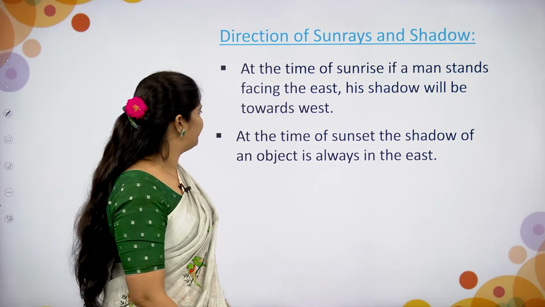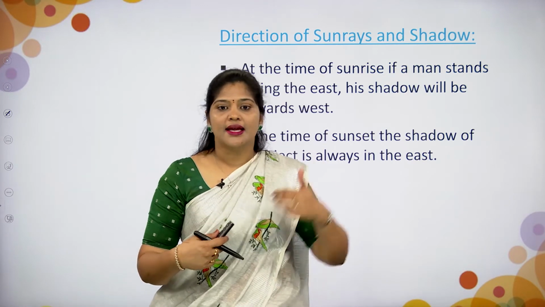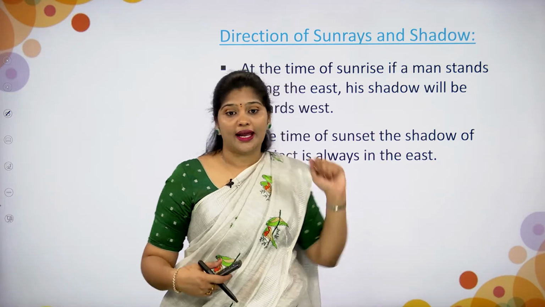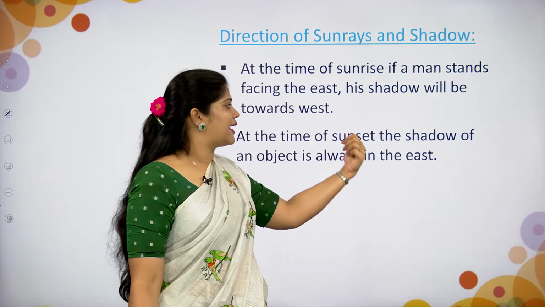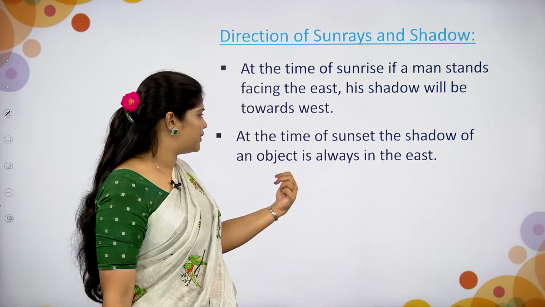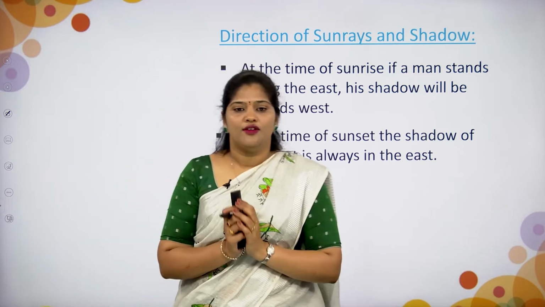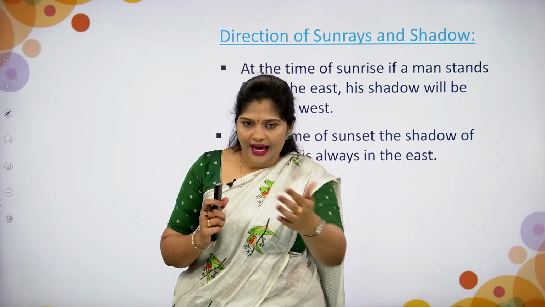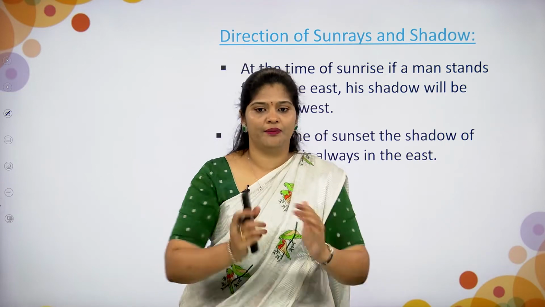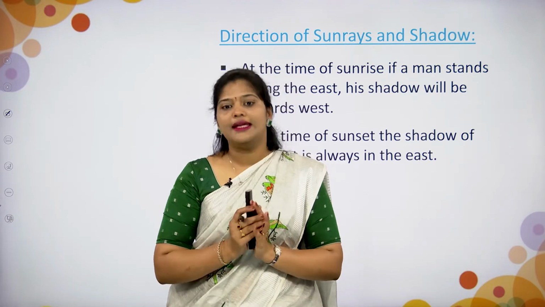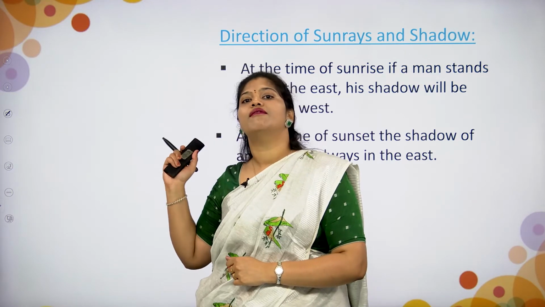Okay children? Next, at the time of sunset. Sunrise is morning time, sunset is evening time. At the time of sunset, the shadow of the object is always in the east. If you stand facing east, your shadow at sunset time is also in east direction, but at sunrise it is in west side.